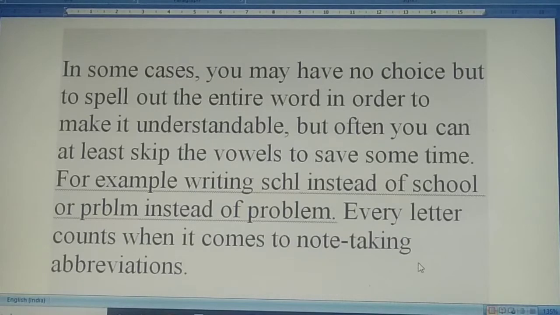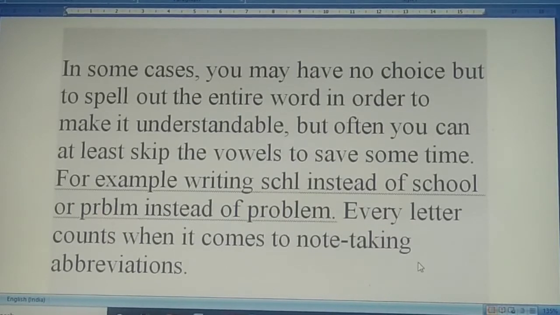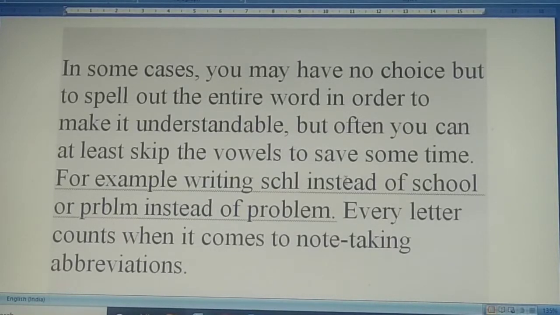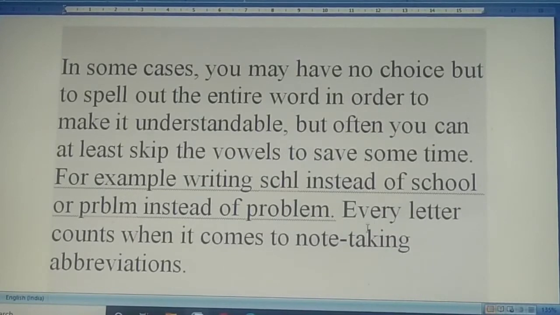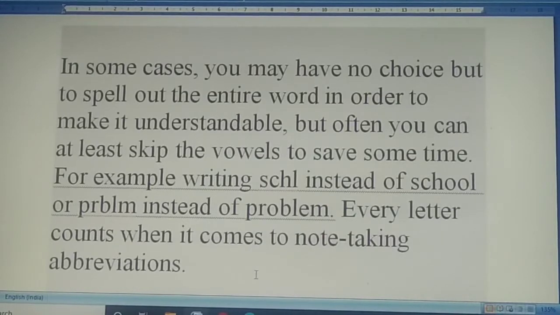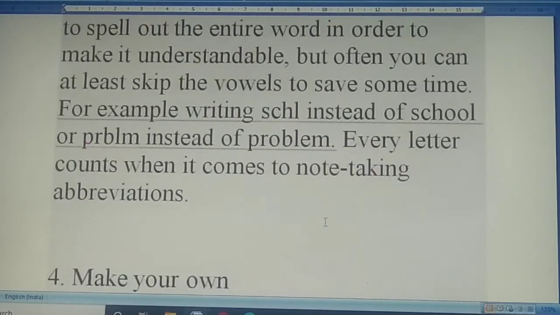For example, SCHL instead of school, or problem, PRBLM. So what have we done here in these two words? We have skipped the vowels. In school, we have skipped the double O. In problem, we have skipped O and E. PRO we have kept, and BLE we have skipped. So two vowels we have skipped in problem. That saves time actually. Every letter counts when it comes to note taking abbreviations.